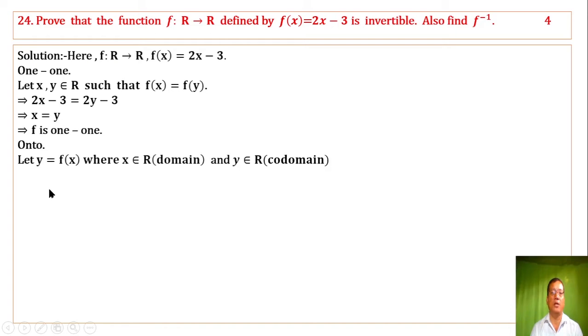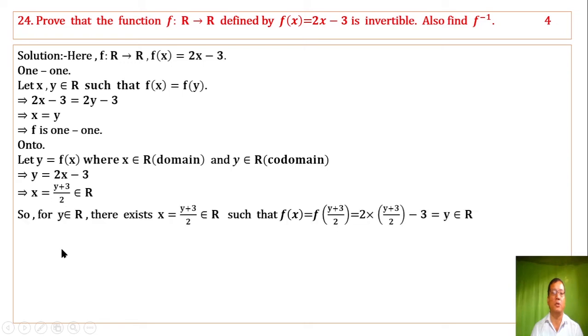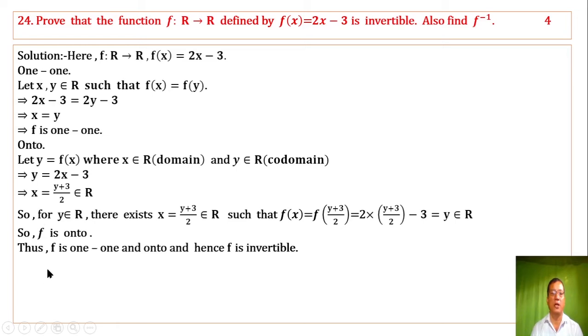For onto, let y equal to f of x where x belongs to our domain and y belongs to our codomain. Then f of x is twice x minus 3, solve for x, we have this which belongs to R for any real value of y. So for y belongs to R, there exists x belongs to R such that f of x equal to y. So f is onto. Thus f is one-one and onto, and hence f is invertible. Also f inverse of x is, replace this x by f inverse y, and after that we have to change y by x. We have this, which is the inverse of the function.